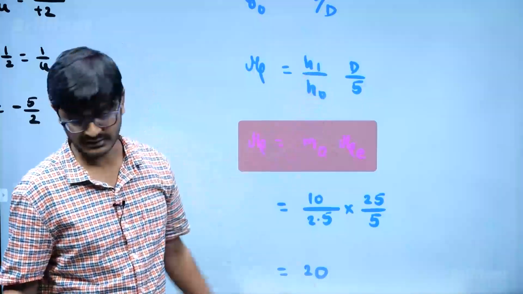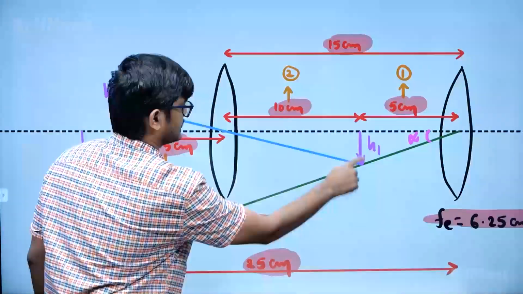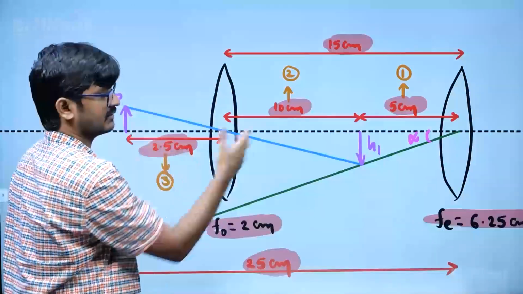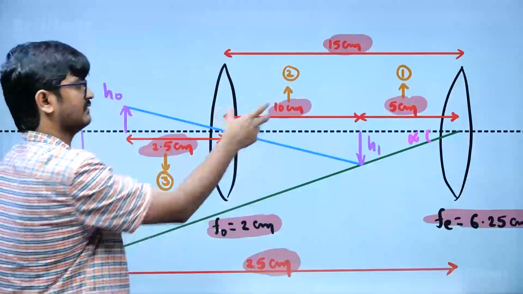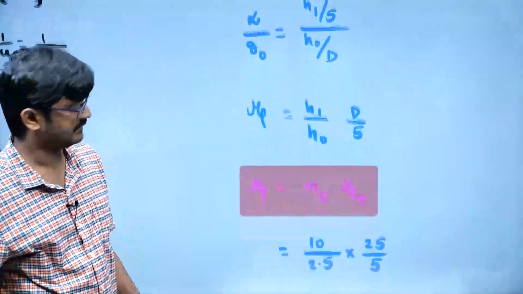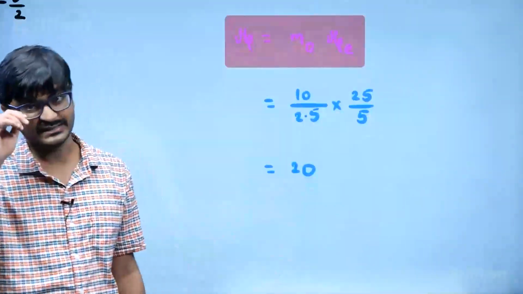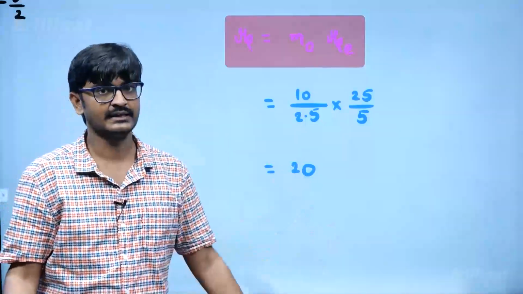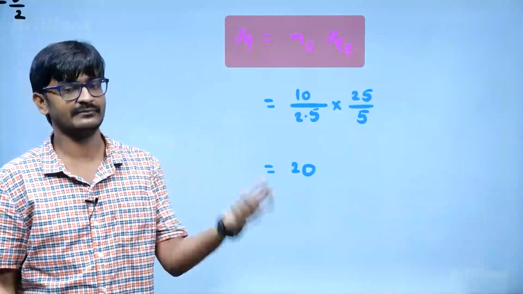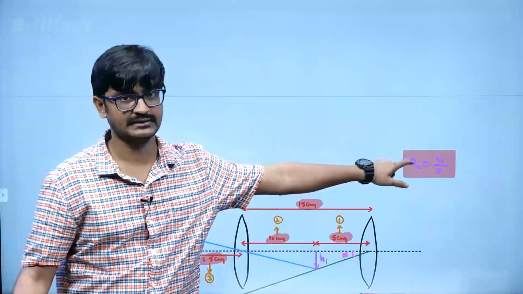Now, how do we get h1 by h naught? Either you can use similar triangles, or the magnification is v by u. You can use any of those. So you will get 10 by 2.5 into 25 by 5, which is 20. So what does it mean that the angular magnification is 20? The angle subtended has become 20 times more than what it is naturally, right?